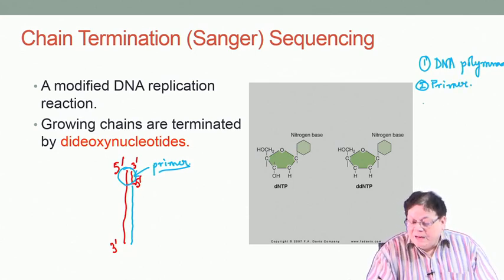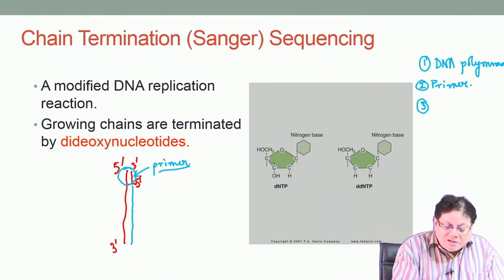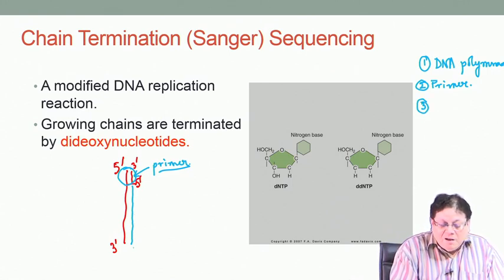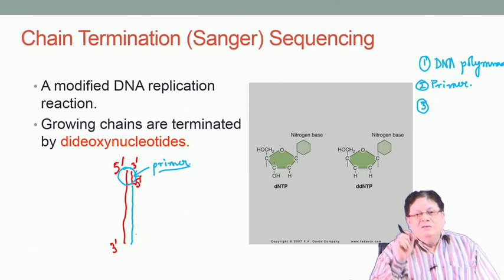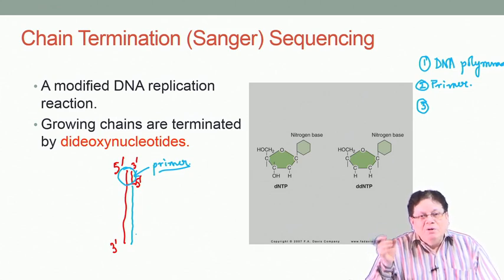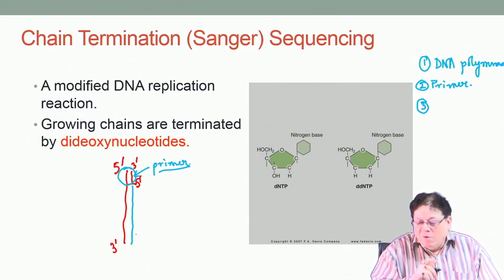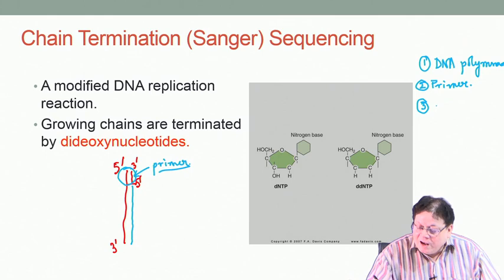And then the third thing is that in order to make this DNA strand, what you also need is the building blocks for the DNA synthesis. Like if you want to make a peptide, you need the building blocks, those are the amino acids. So, here also the DNA will need the building blocks. Now, what are those building blocks? They are the deoxynucleotide triphosphate.